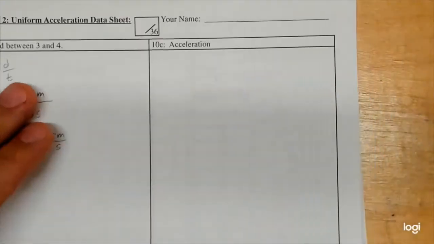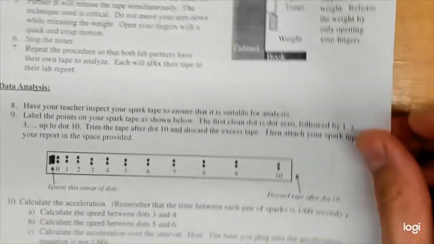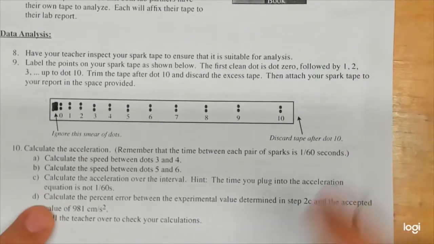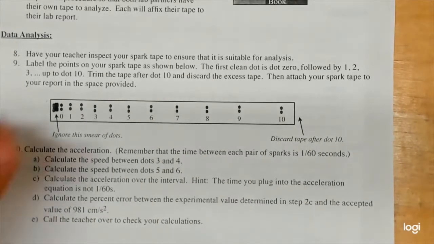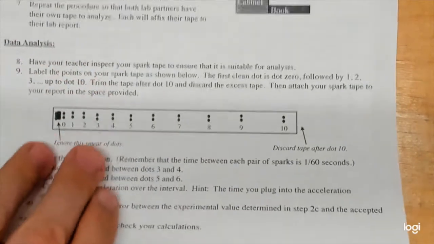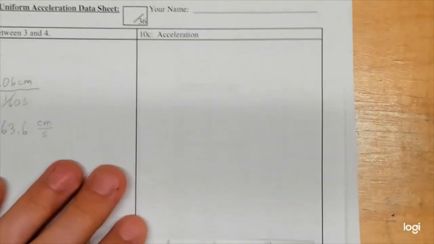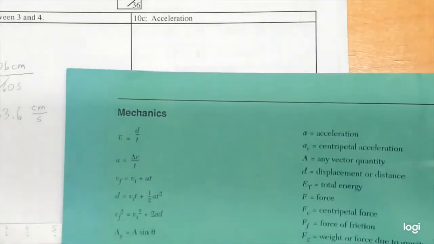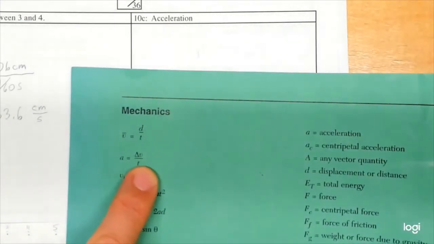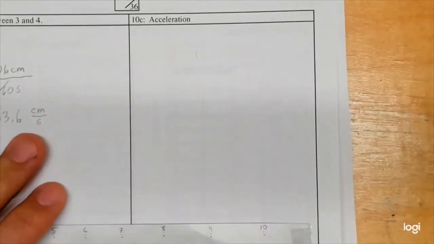Now, the next thing, step 10C. 10C says calculate the acceleration over the interval. Hint, the time you plug into the acceleration equation is not 1/60 of a second. We'll talk about that in a second. So, how do we calculate acceleration? Always go to the reference table, find a formula. There it is. A is delta V over T.